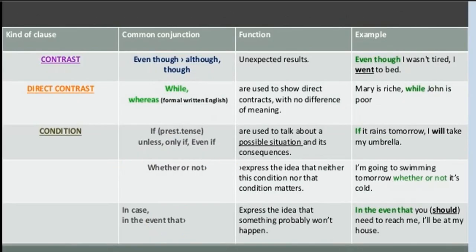So there are also other conjunctions here. You can see that it might be contrast, like even though, although, though, rağmen. Even though I wasn't tired, I went to bed. You can see the example here. Or it might be direct contrast, like while and whereas. Mary is rich while John is poor. You can see the example. And it might also be condition with if. It might be the variations of if also, like unless, only if, even if, whether or not, like that.